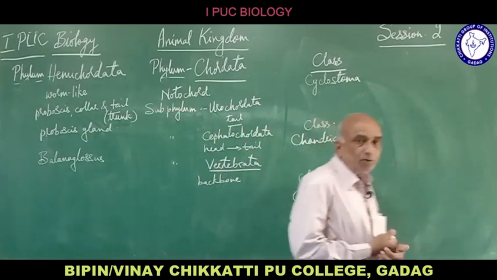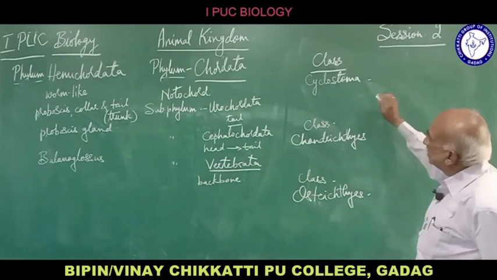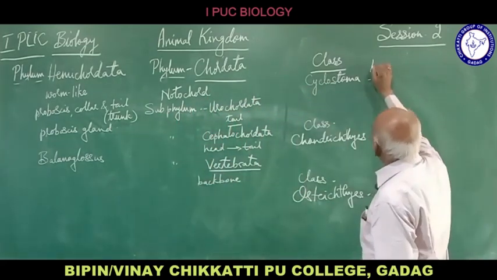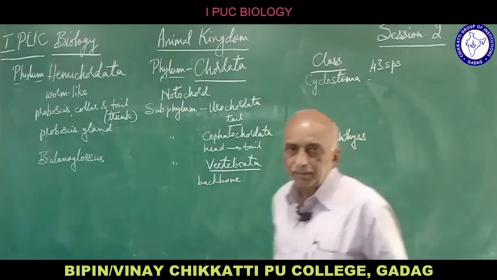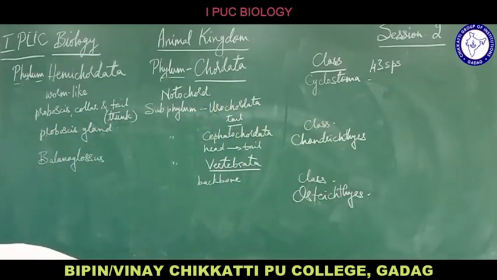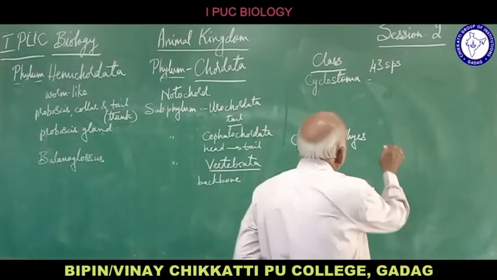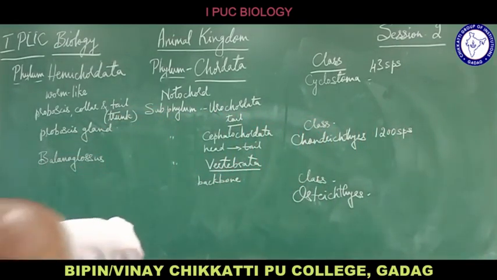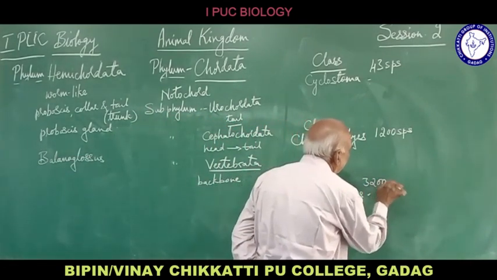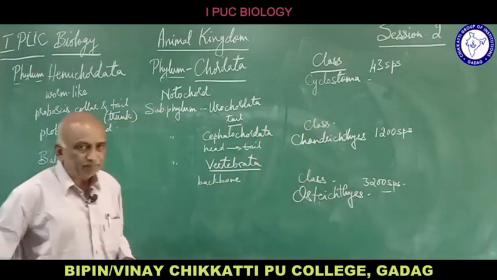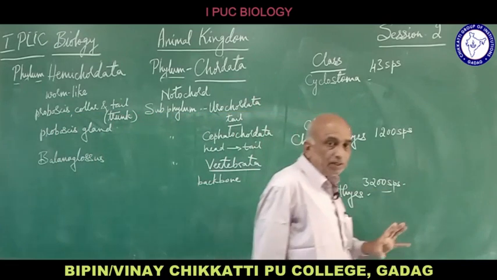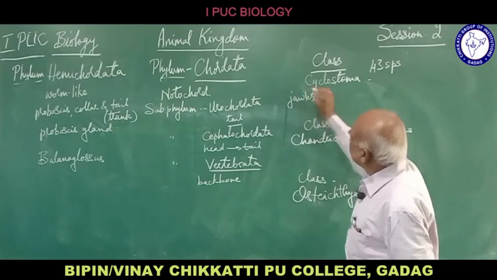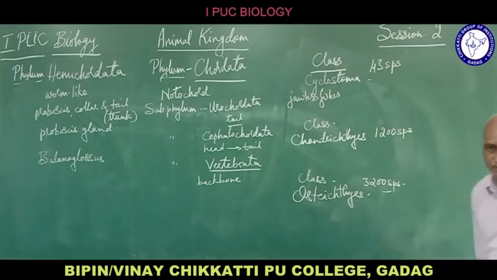Now what happens in Cyclostomata? Cyclostomata is also a group of fish. This includes a very small number, only about 43 species in this group. In the case of Chondrichthyes there are about 1200 species, and in the case of Osteichthyes there are about 3200 species of fish. This is the number which we can mention. So these are fishes without jaws. Jaws are absent, so that is why they are commonly called jawless fishes. They don't have jaws.